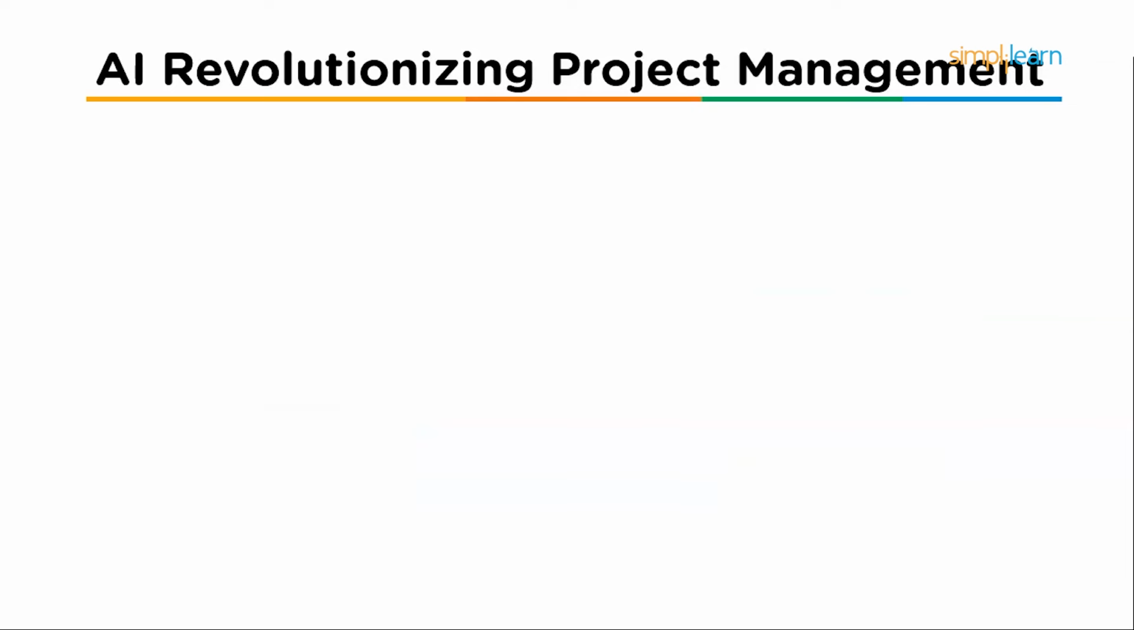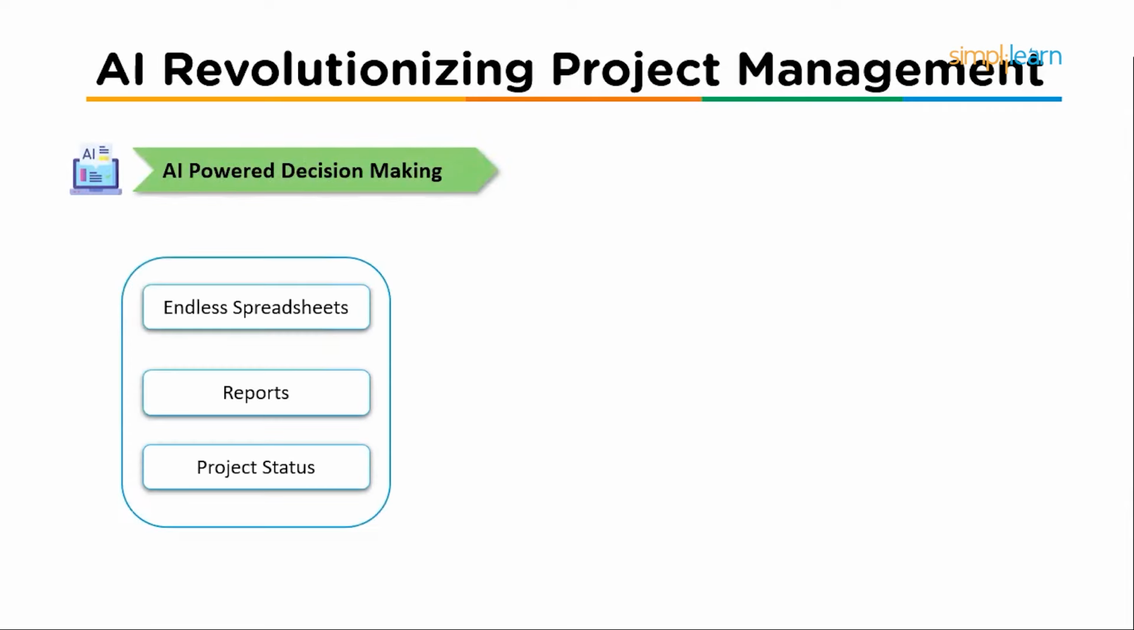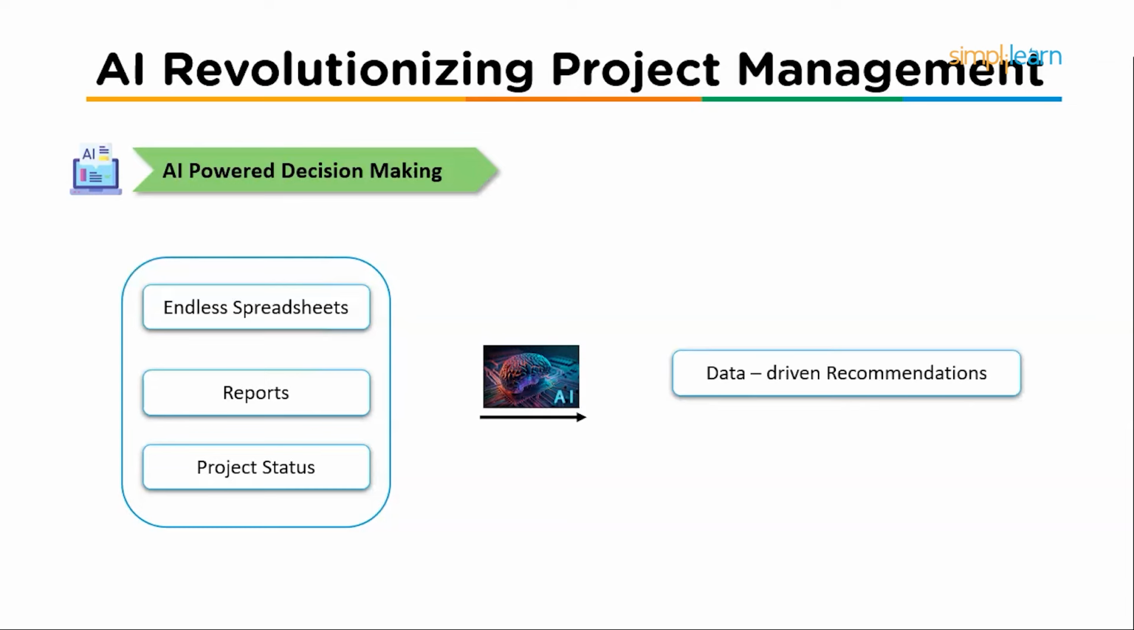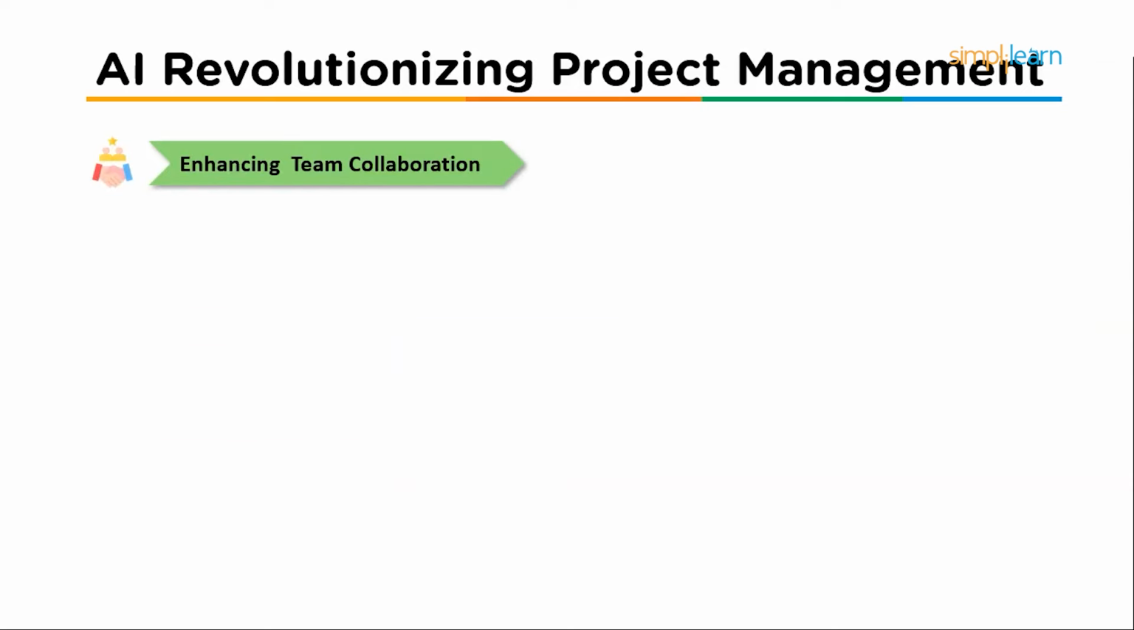Now, moving on, the third one we have is AI powered decision making. Before AI, decision making was slow and biased, requiring endless spreadsheets, reports, and meetings to analyze project status. Now, AI crunches numbers instantly, suggesting the best course of action based on project data. Whether it's allocating resources or adjusting budgets, AI provides real time data driven recommendations faster and smarter than ever. Now moving on to the fourth one, we have enhancing team collaboration.